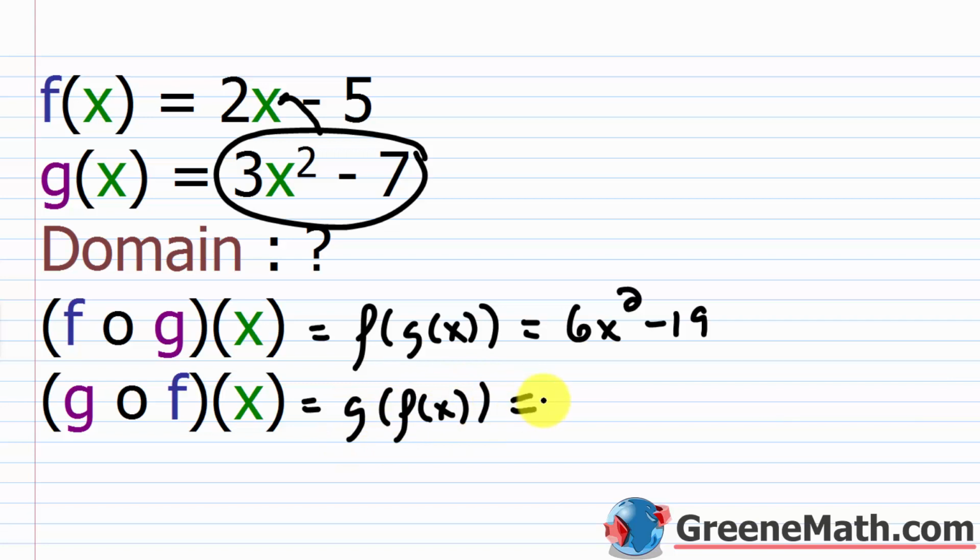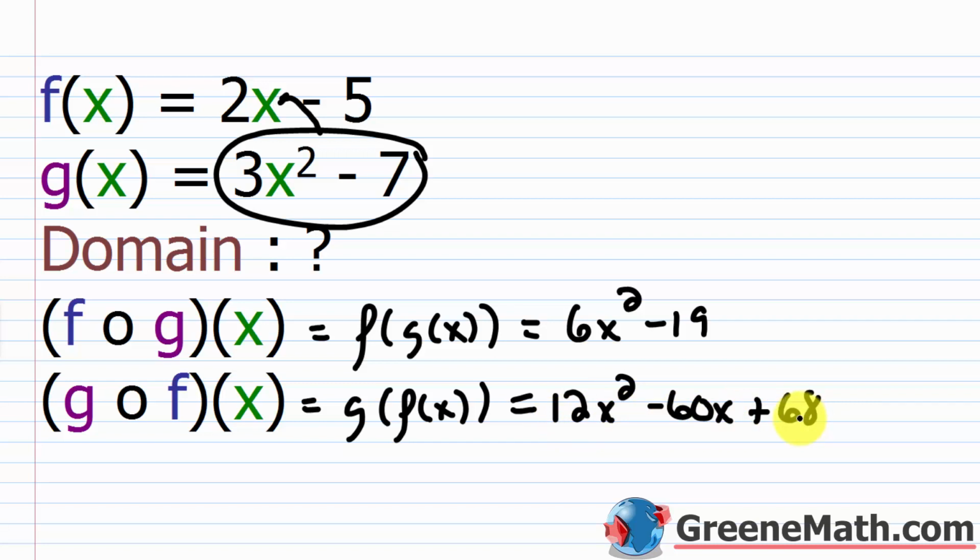Remember, this was 12x squared minus 60x plus 68. When I look at f of x, it's 2x minus 5. That's all real numbers. Then when I look at the composite function we create, 12x squared minus 60x plus 68, that's all real numbers as well.